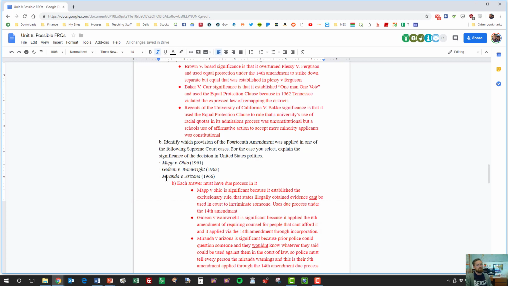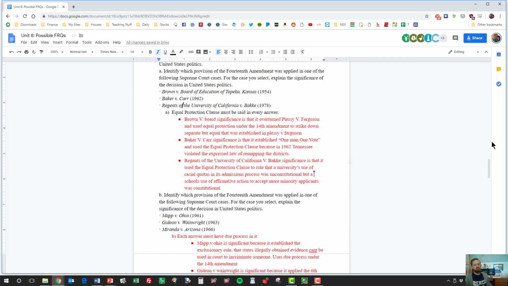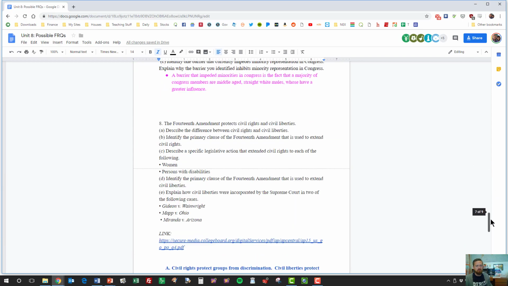Oh yeah, for the Miranda one, it says that all police must read Miranda rights is not valid. You can't use that. Oh, really? You have to explain it. It's too obvious. Okay. So I just want to peek at number 8 and see the similarities.